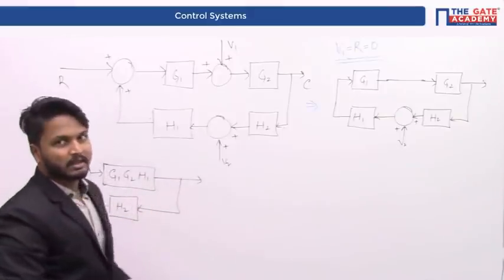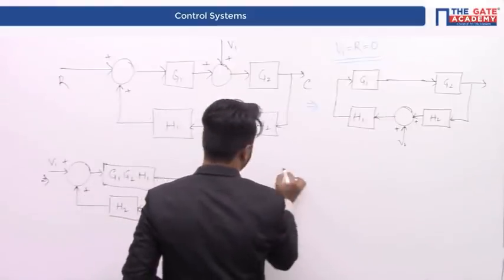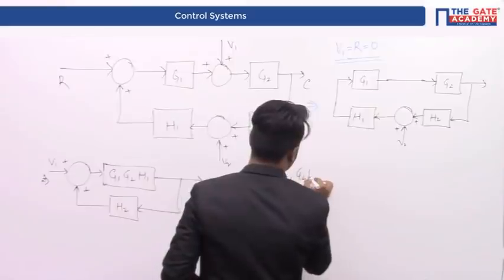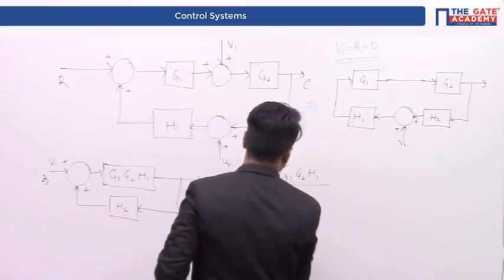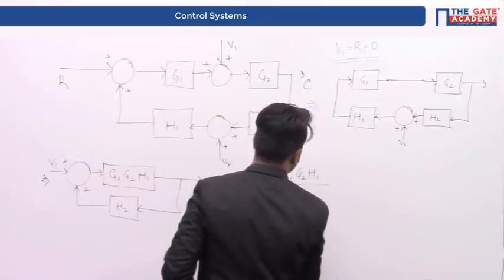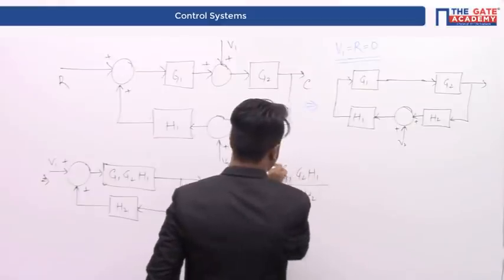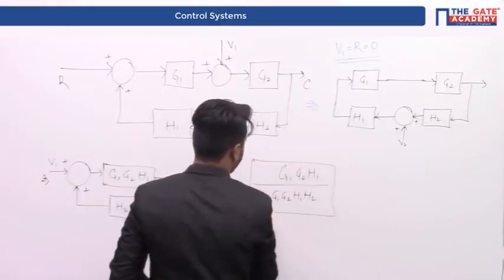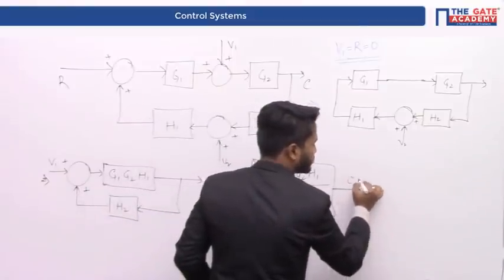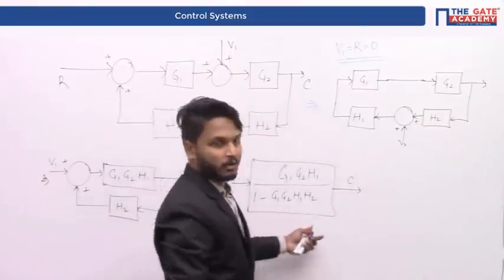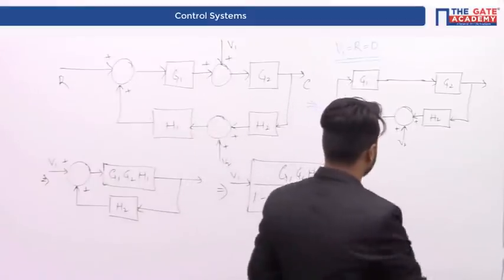Therefore, this is again a simple positive feedback loop. So this can be reduced like this. G1, G2, H1 divided by 1 minus G1, G2, H1, H2. This time V1 is the input and C is the output. Therefore, C, the output C only when V1 is present will be like this.